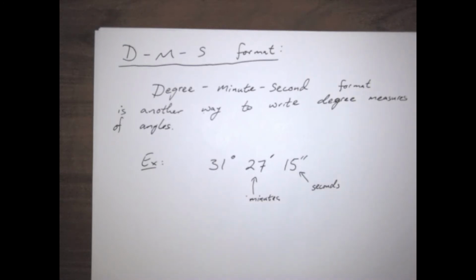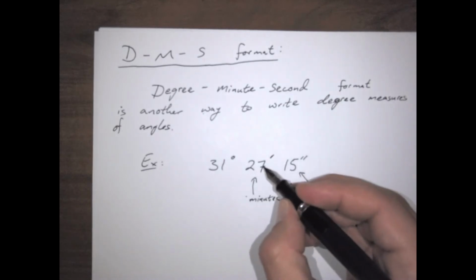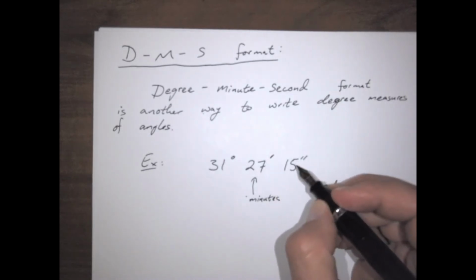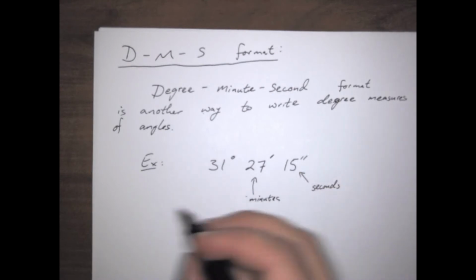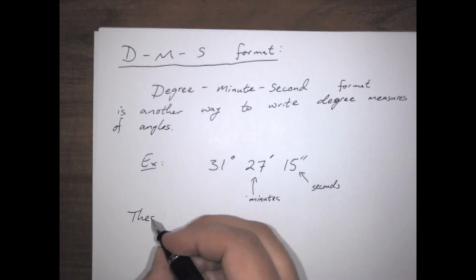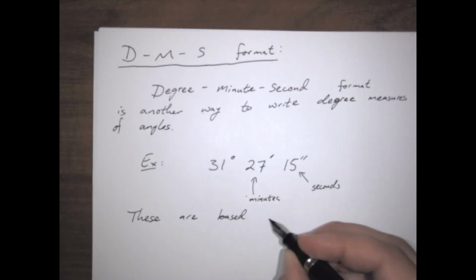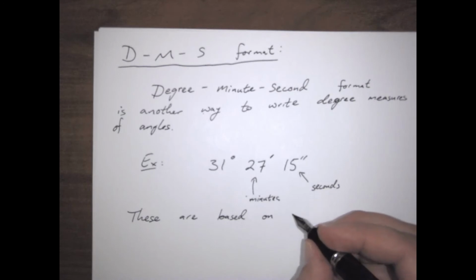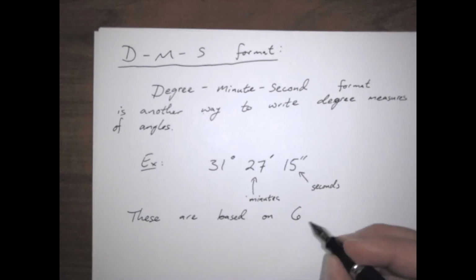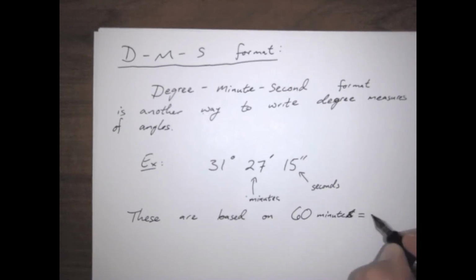But the meaning of it is this: 1 minute is a 60th of a degree, just like a minute is a 60th of an hour, and 1 second is a 60th of a minute. So these are based on the same conversion. 60 minutes equals 1 degree.